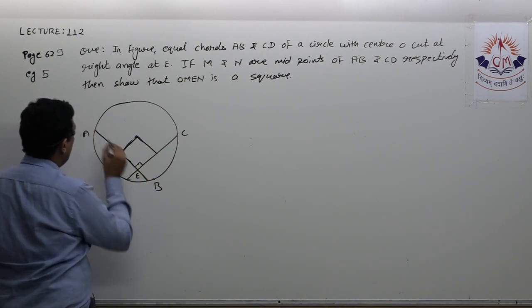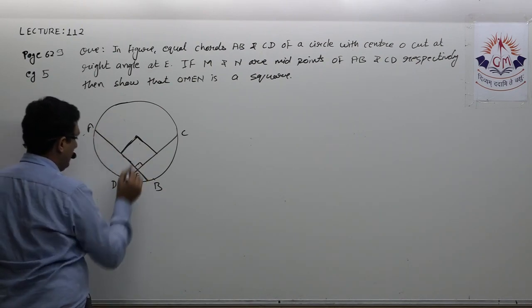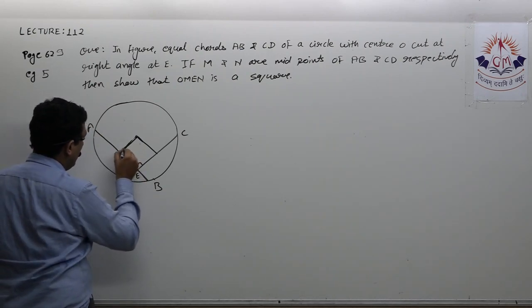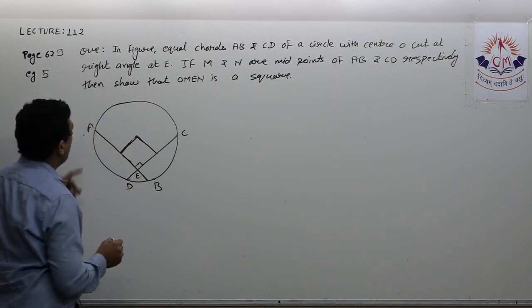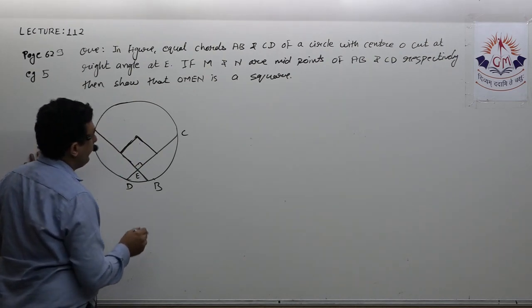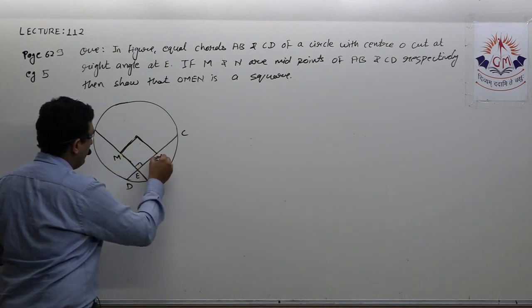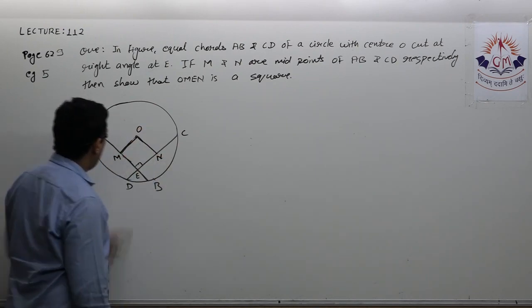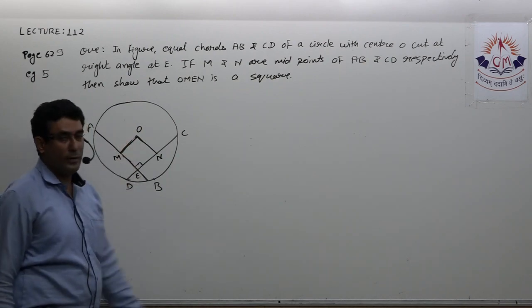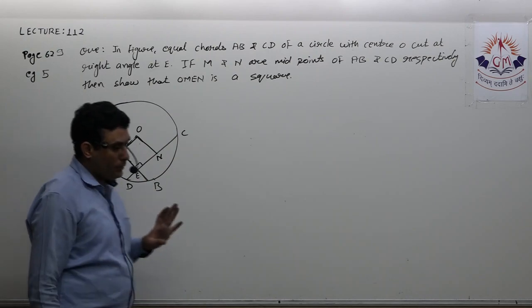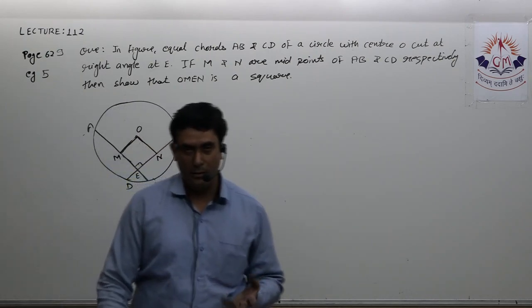This is point E, with points A, B, C, D. M is the midpoint of AB, and N is the midpoint of CD. This is point O. So we have to prove OMEN is a square. It's very, very easy. There are two ways to prove a quadrilateral is a square.